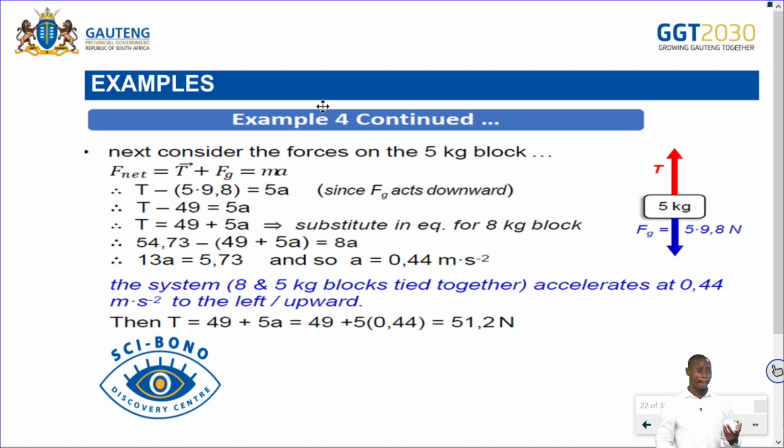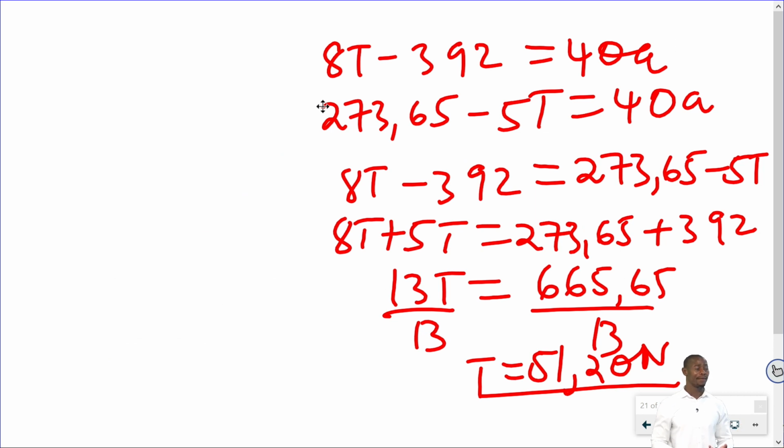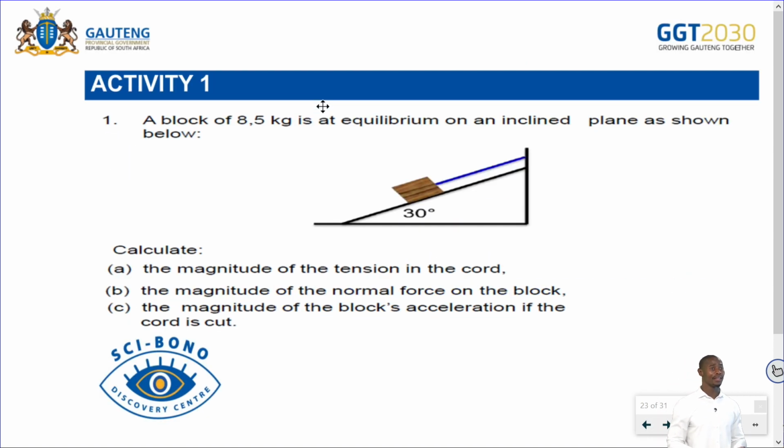What they did here, yes, they started by finding acceleration, and then from there calculated tension. So this is another equation, another activity. Those were examples. So now this is an activity, which means that learners must also try to do it.